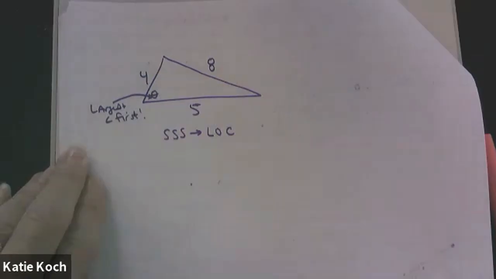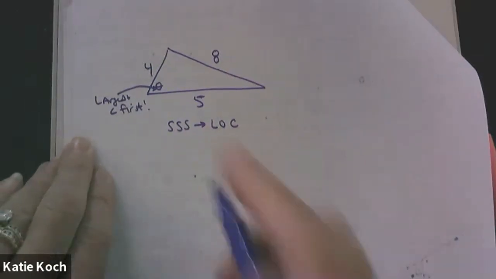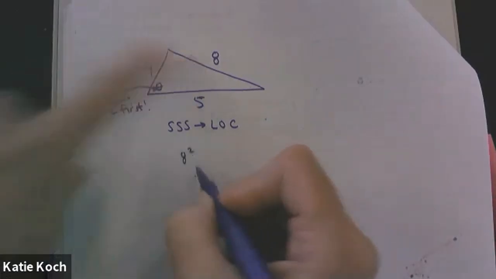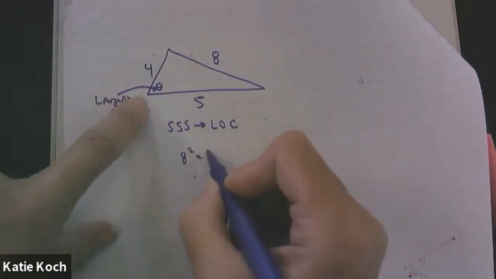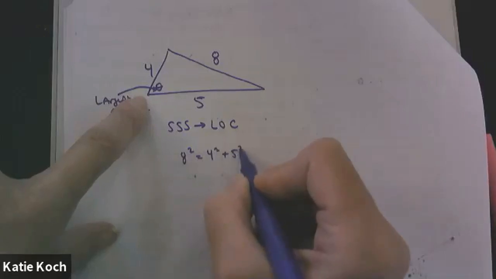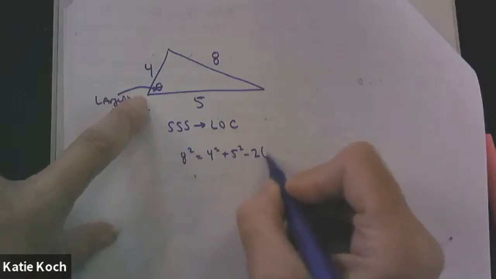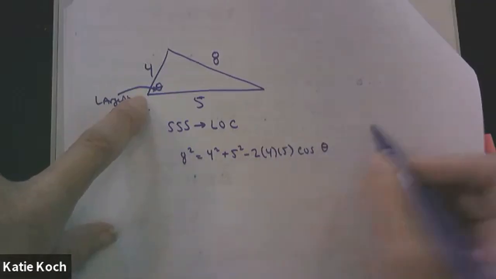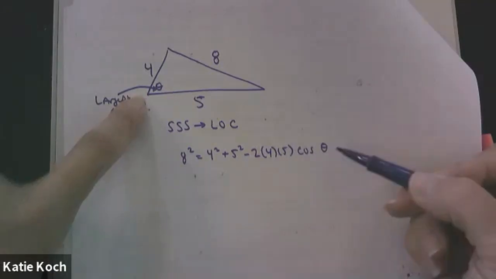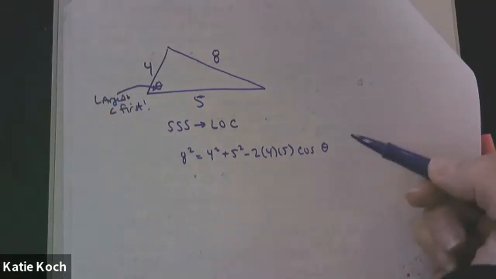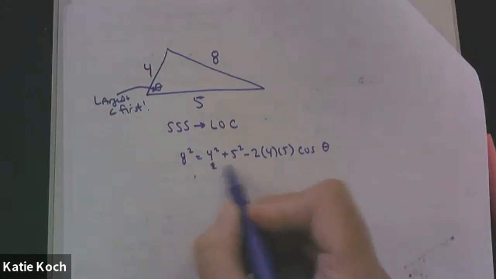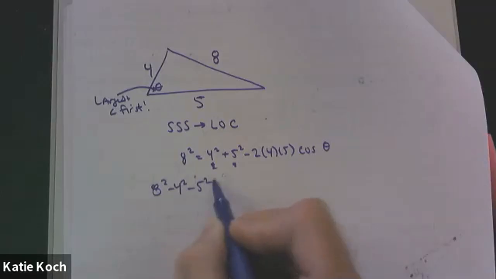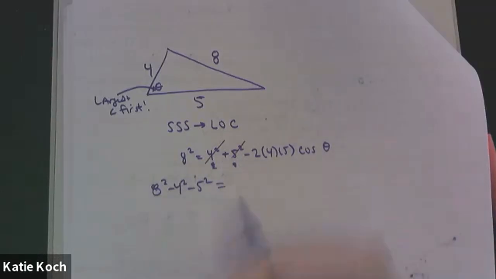Cosines is different. And so it would look like this. It would say 8 squared, because that's across from the angle I want, equals 4 squared plus 5 squared minus 2 times the 4 times the 5 times the cosine of theta. And now you have to remember how to get that theta alone. Well, see how they're just adding these things? So let's just subtract them over. 8 squared minus 4 squared minus 5 squared. That gets rid of that and that gets rid of that.